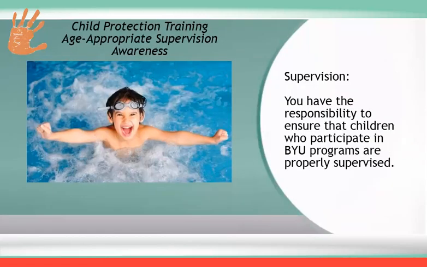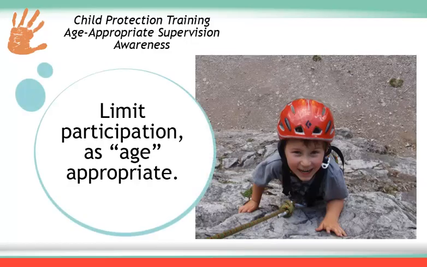Individuals who manage programs for children or who are in other ways responsible for children as part of a BYU program must ensure the children are appropriately supervised. The level of supervision often depends on the age of the child. For example, closer supervision would be required for a group of 7-year-olds than for a group of adolescents. You have the right to limit the participation in any activities that are inappropriate or unsafe due to age.